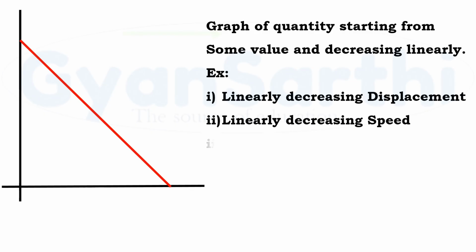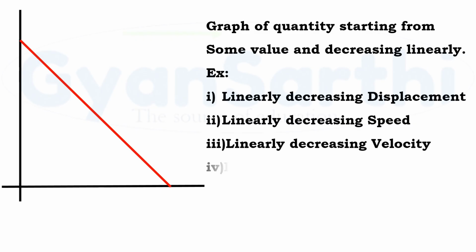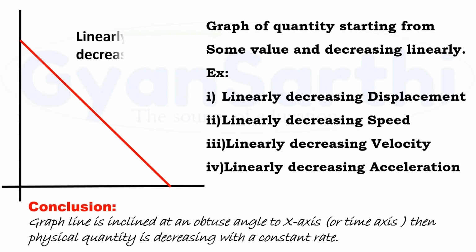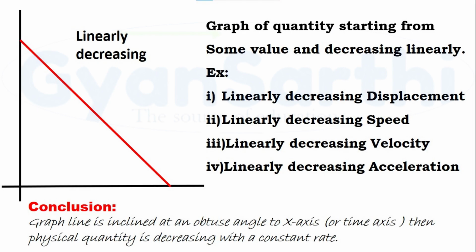In this type of graph line again a straight line, but this time there is obtuse angle made by graph line with time axis. Example of such situation can be uniformly decreasing displacement, that is object moving in reverse direction with constant velocity. If graph is for speed or velocity, then those are decreasing at constant rate, that is when brakes are applied then there is constant decrease in speed or velocity.